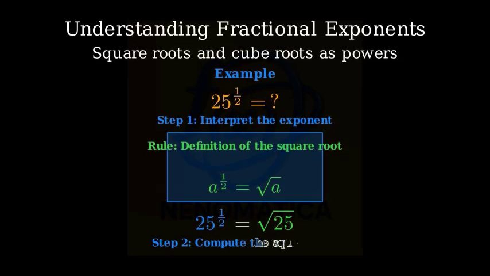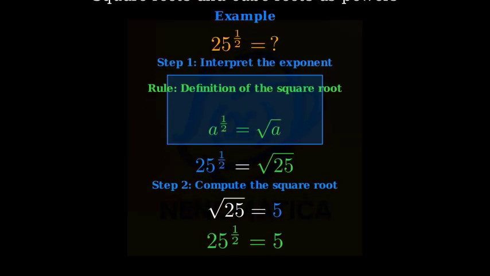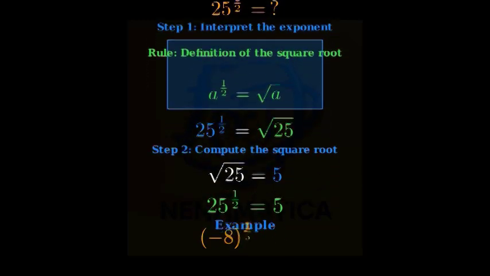Step 2. Now we need to calculate the square root of 25. The square root of 25 equals 5, since 5 squared equals 25. Therefore, 25 raised to the power of 1/2 equals 5. Let's continue with our second example.